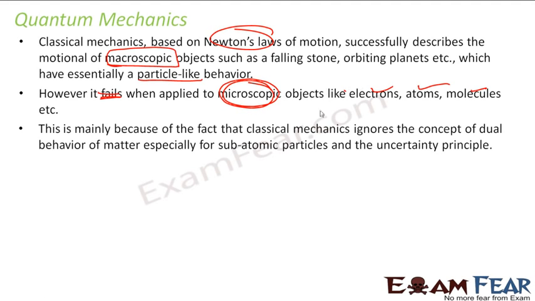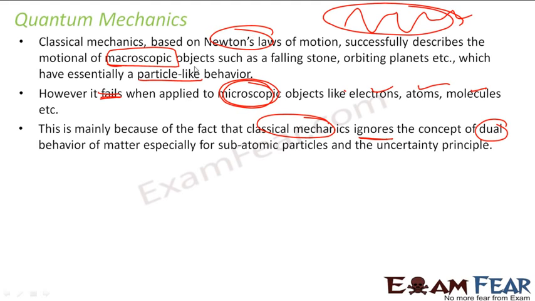This is because classical physics ignores the dual theory. It thinks that the particle is only a particle in nature. So it ignores the dual nature, and for subatomic particles, the wave nature also plays a dominant role. And since this part is neglected, you get invalid results. So classical physics is not able to answer a lot of things at the subatomic particle level.